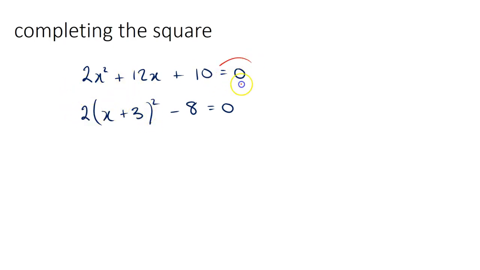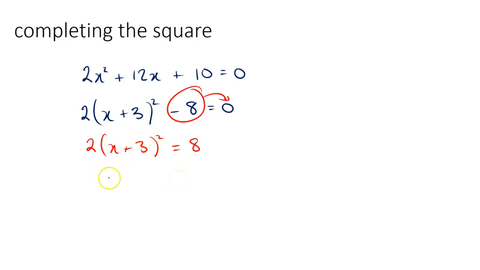Now in the case that your quadratic is equal to 0, once you have completed the square, you can then solve this by rearranging. So the first thing I'm going to do is take this -8 onto the other side. So I have 2x plus 3 all squared is equal to 8. Then I'm going to divide through by 2. So I have x plus 3 all squared is equal to 8 divided by 2, which is 4.